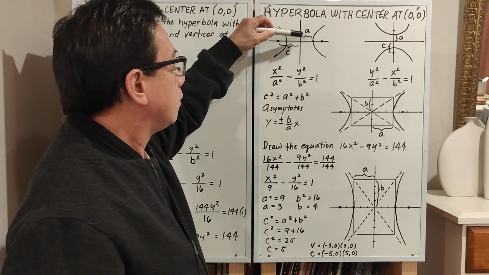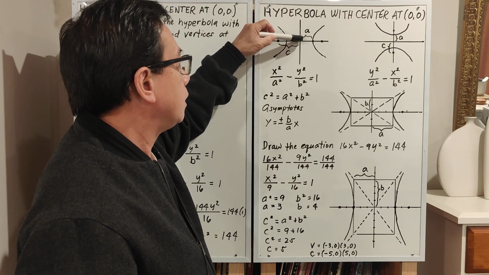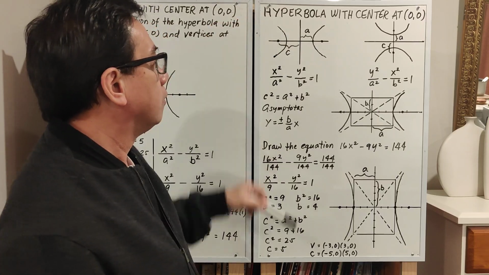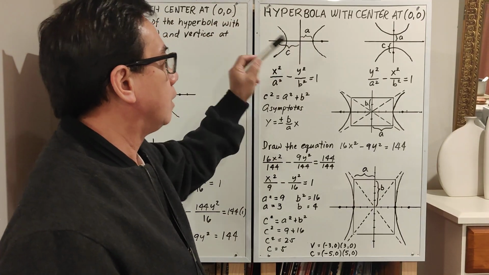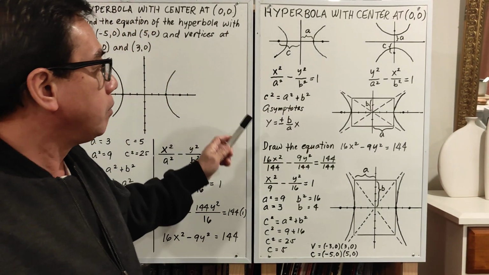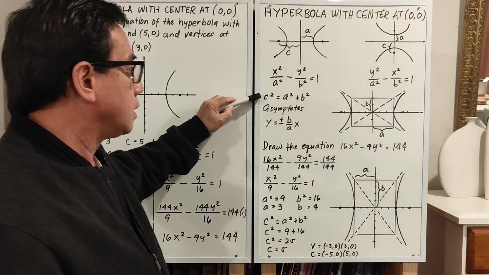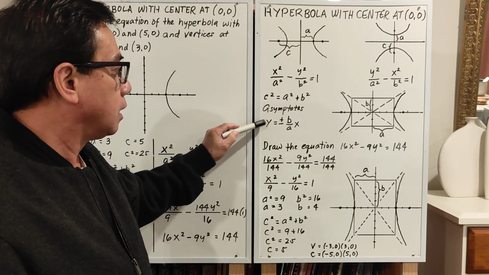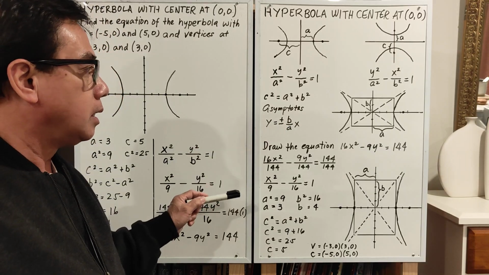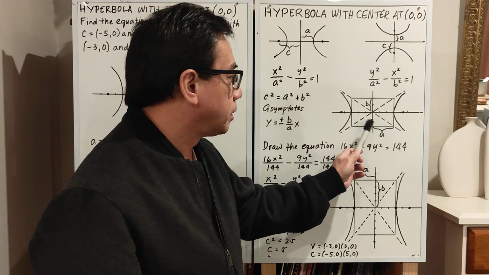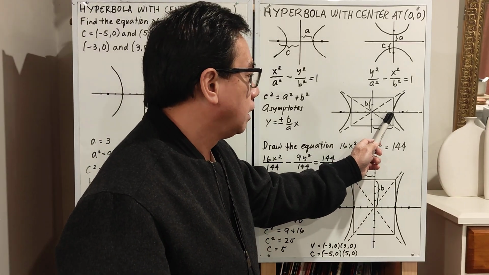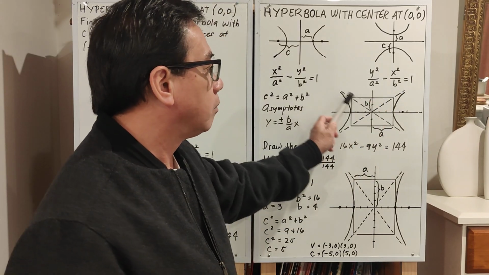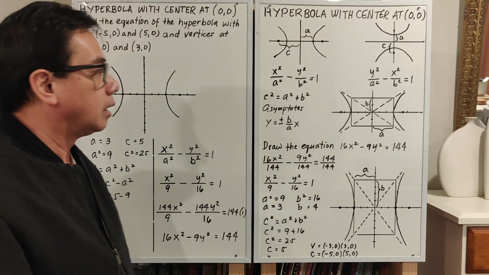A is the length from the origin to the vertex, and C is the length from the origin to the focus, or foci in plural. Now the relationship of A, B, and C is given by this equation: c squared is equal to a squared plus b squared. The lines of asymptotes are given by this equation, but it would be easier to just draw a rectangle, measure out A from the center, and then measure out B, and then draw the rectangle, and we can draw the lines of asymptotes through the corners of the rectangle.